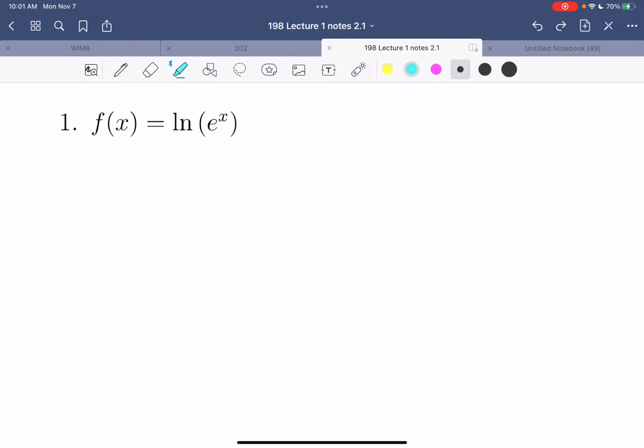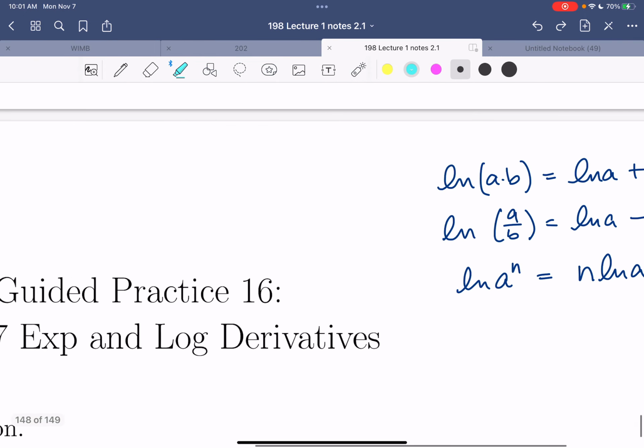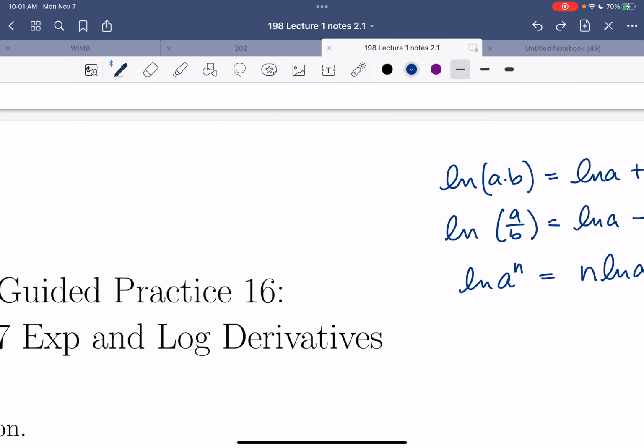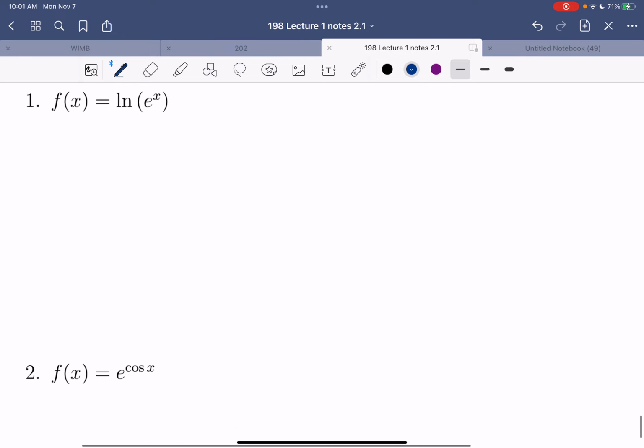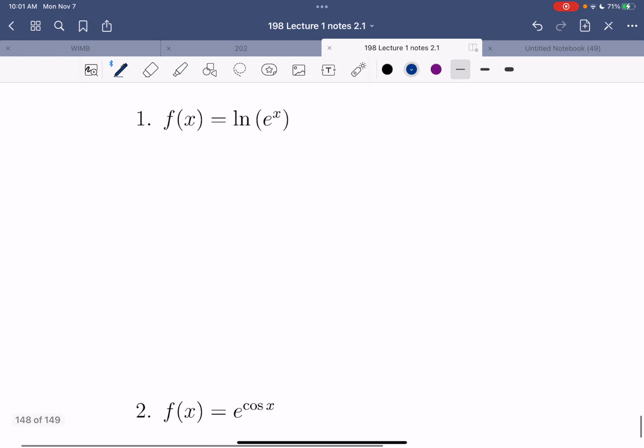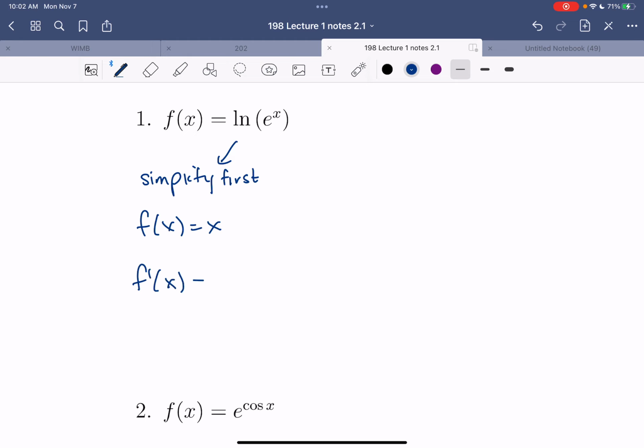Okay, so then let's take a look at this. Some other things. Oh, I didn't mention this. Remember that natural log and e are inverse functions. So the natural log of e to the x is just x, and e to the natural log of x is also just x. They kind of cancel each other out. So when we see this one, we have two options. Option one is to simplify first.